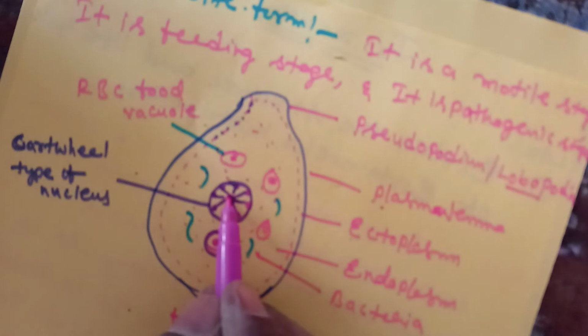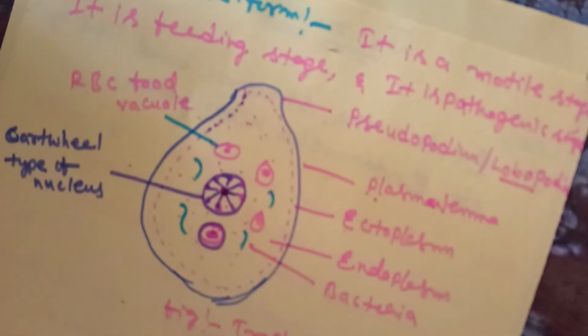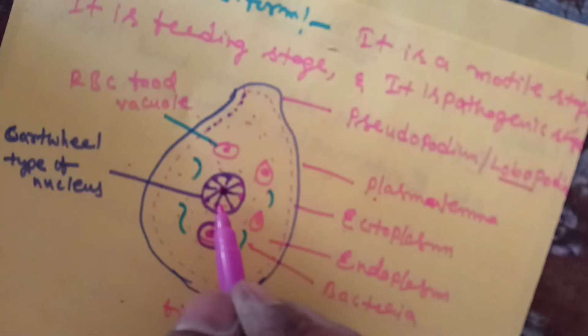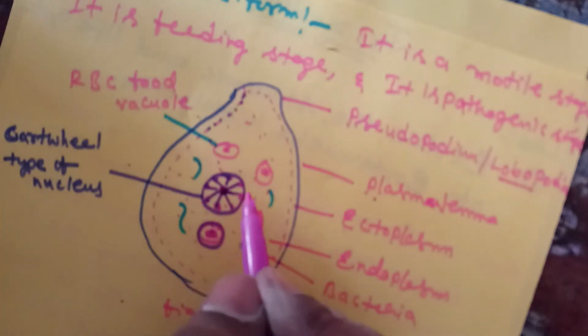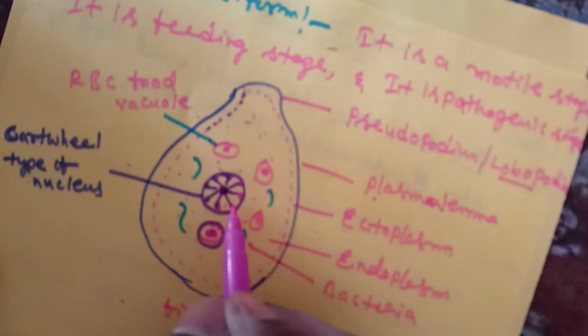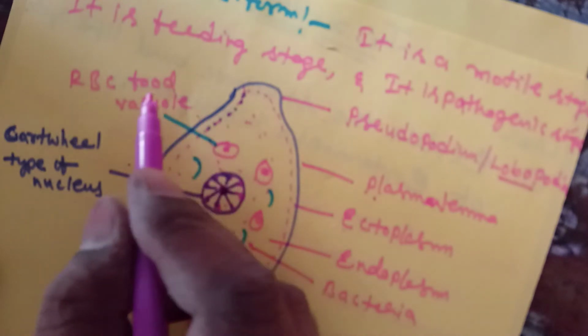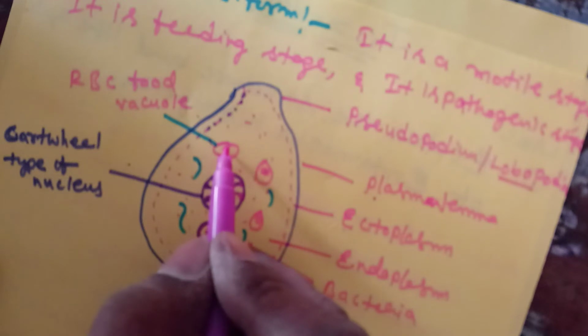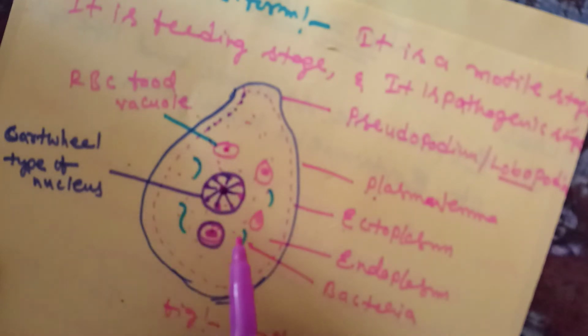A cortical type of nucleus is present, generally a wheel-like structure. It is the identification of the parasite. When a pathologist observes this cortical type of nucleus under the microscope, the conclusion is that the person is suffering from amoebiasis. It ingests RBCs into food vacuoles, along with bacteria.